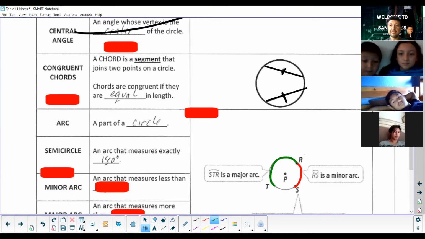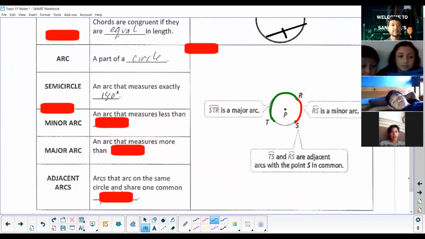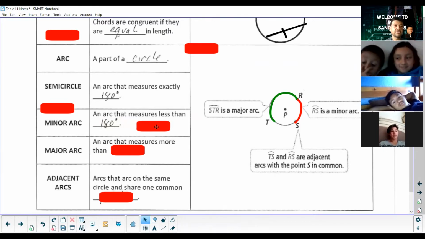Okay, now Maximus, go ahead and read the next one. Start with the term. Say minor arc. Minor arc. An arc that measures less than 180 degrees. Okay, so you knew what it was.